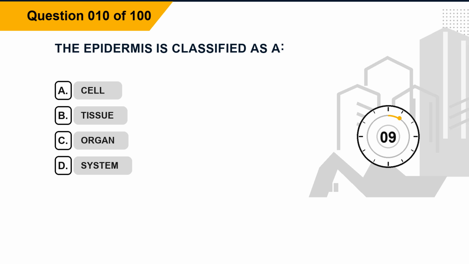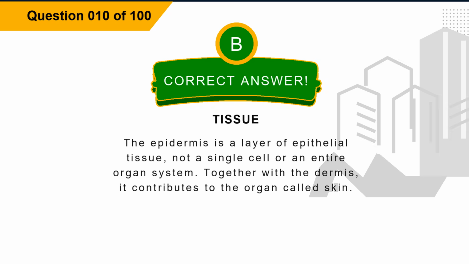Question 10. The epidermis is classified as a blank. Option A, cell. Option B, tissue. Option C, organ. Option D, system. The correct answer is option B, tissue. Explanation. The epidermis is a layer of epithelial tissue, not a single cell or an entire organ system. Together with the dermis, it contributes to the organ called skin.